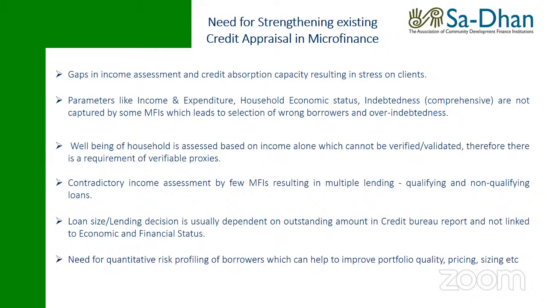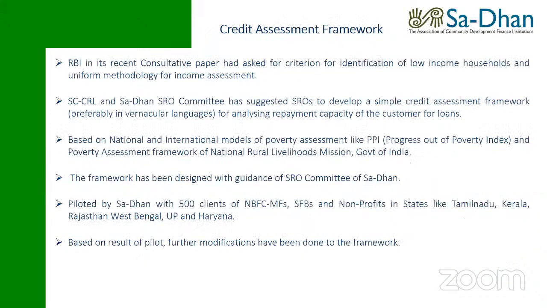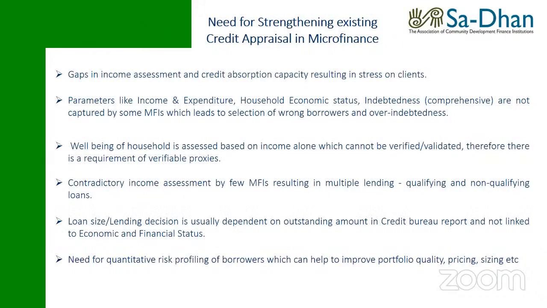Loan size and lending decisions should be based on repayment capacity. So not only the arbitrary indebtedness level, it should show the accurate income and repayment capacity of the household. Like Anjan sir mentioned, in the Assam situation we have seen that there was an incorrect assessment of the household repayment capacity. That's why they are more indebted.